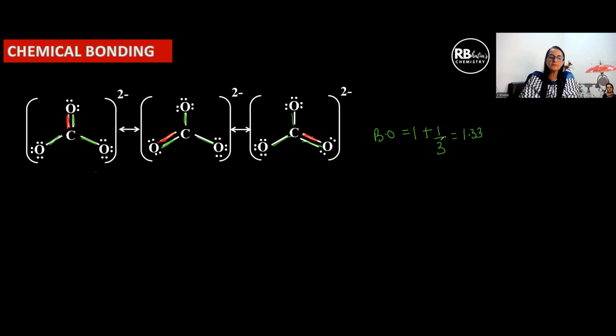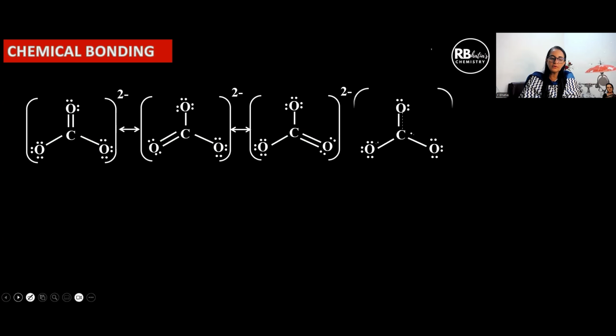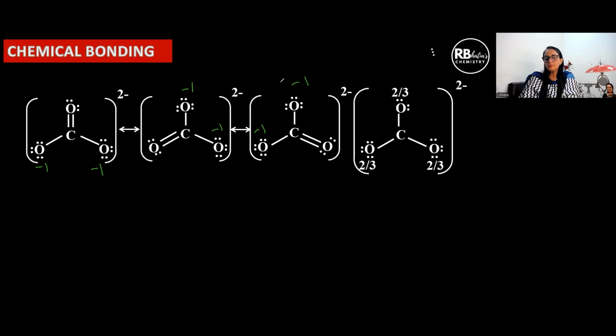Hence the bond order is 1.33. So that's how we draw the bond orders. So what is the formal charge on each oxygen? This 2 negative charge is divided over 3 oxygens, because in reality either this and this is -1, or this and this is -1, or this and this is -1. So basically a 2 negative charge is distributed over all the 3 oxygens.